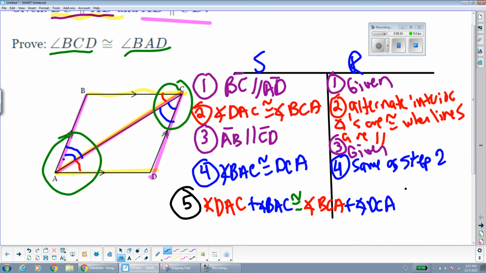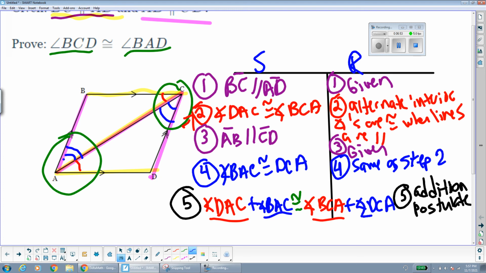And that is by the addition postulate. Let me write that down here. Addition postulate. Now, let's just verify that our addition here works. Remember, in order to use the addition postulate, you have to be starting with two congruent angles. So we did make the statement in step number 2 that angles DAC and BCA were congruent to each other, so that's all good. And we also need to be adding congruent angles. And in step 4, we definitely made the statement that angle BAC and angle DCA are congruent to each other. So that's all good, and that works.